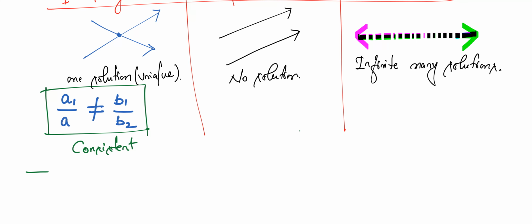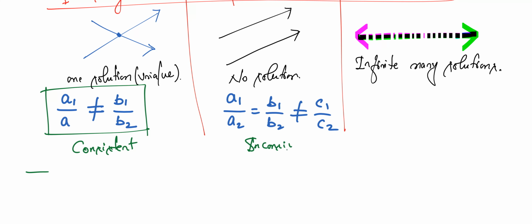In case of parallel lines, if the value of a1 by a2 equals b1 by b2 but does not equal c1 by c2, then there is no solution. About consistency, they are inconsistent. Understood? That is about parallel lines.